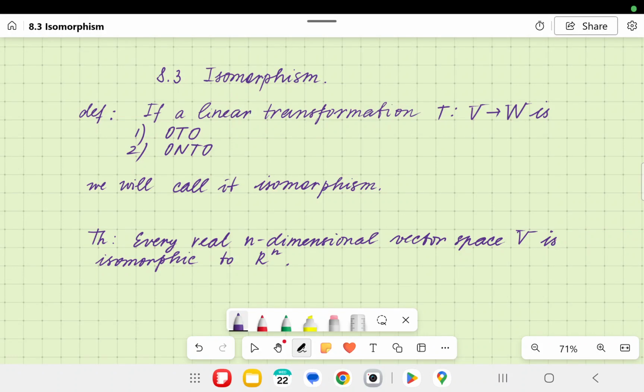Hello everyone, we are moving to our last section in this class, section 8.3. We're going to talk about isomorphism. So here we are going to start with the definition.